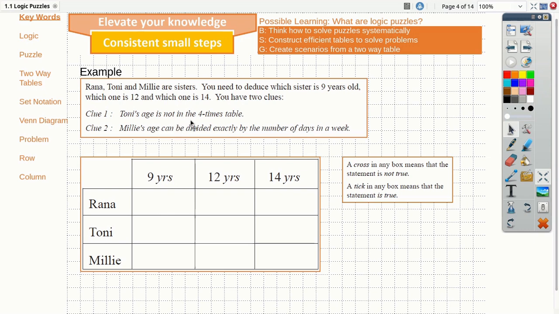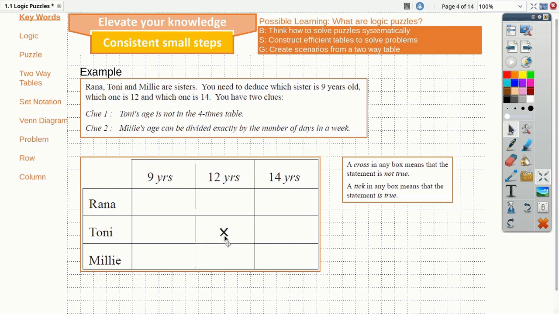And we need to look back at the clues to see how we're going to fill this table using our cross and tick. So clue number 1 says that Tony's age is not in the 4 times table. Looking at our ages, we've got 9, 12 and 14. And the only one of these numbers that is in the 4 times table is 12. So it means that we can put a cross in that box there.